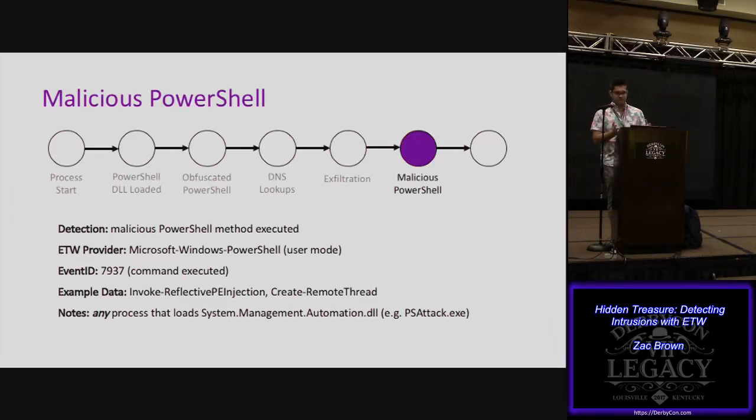Malicious PowerShell, we talked a little bit about this. After bad.exe uploads some data, we see it execute a known bad PowerShell function. In particular, let's imagine it's Invoke-ReflectivePEInjection, which calls CreateRemoteThread. Maybe they're going to pivot to a new process for persistence. Nothing new here from the obfuscated PowerShell or the example I showed you earlier, mainly just that this works for any process that loads System.Management.Automation.